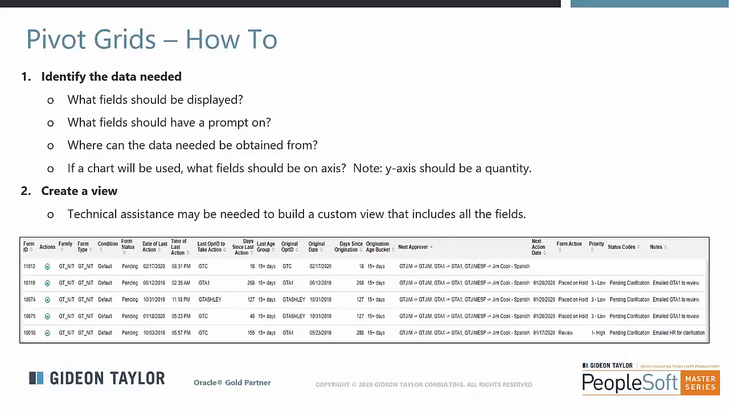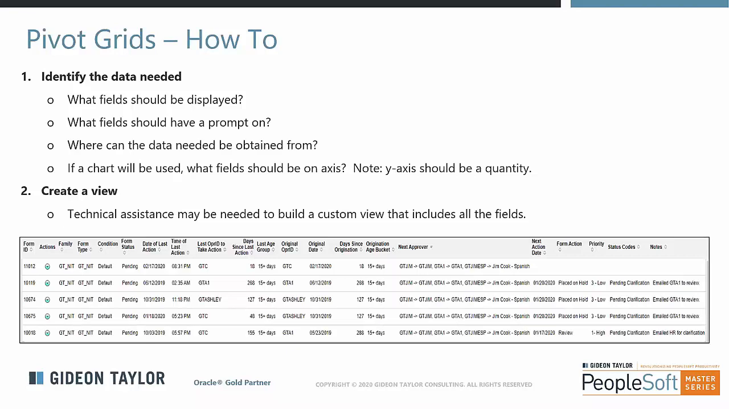Perfect, thanks. So we'll get into a little bit of the how-to. These are just the broad steps that we took in order to create the approval management tool that you just saw. So the first question is to identify the data that you need.